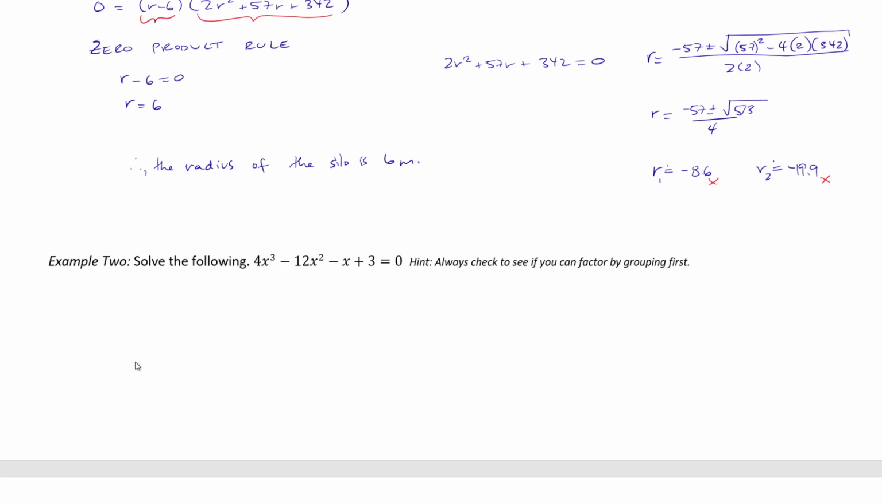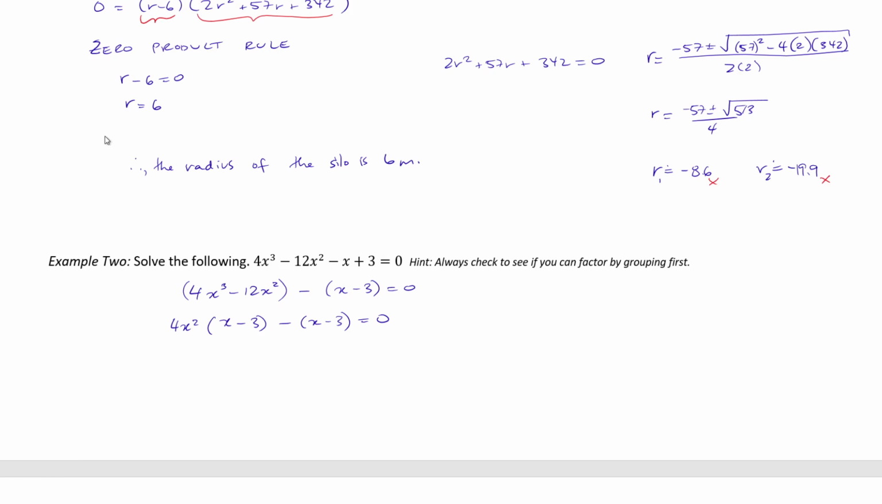Well, this looks like I certainly can factor by grouping. What I can do is say 4x cubed minus 12x squared, and I'm going to put that in brackets, and then I'm going to put negative, and then x minus 3 is equal to 0. Remember, I'm looking for that common binomial factor when I factor by grouping. I'm going to take out 4x squared, and that will leave me with x minus 3 minus bracket x minus 3 is equal to 0.